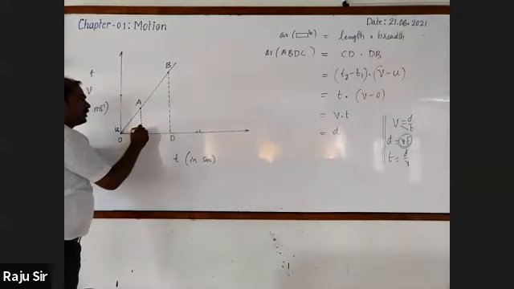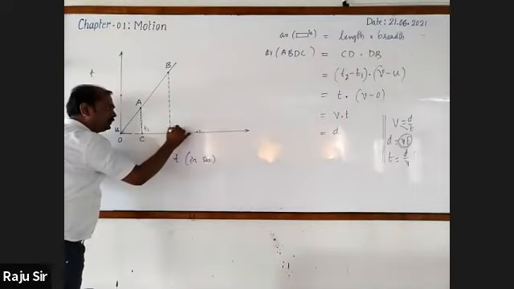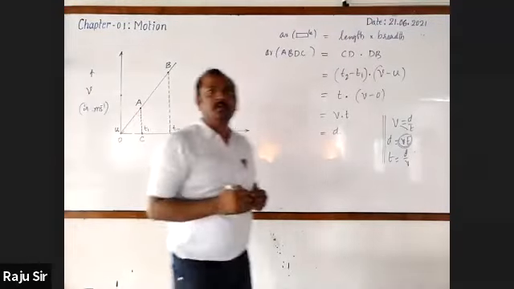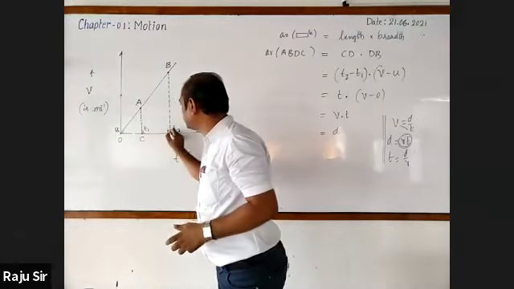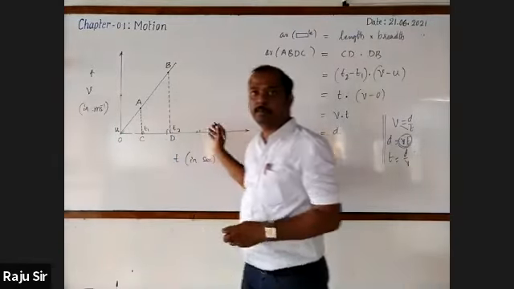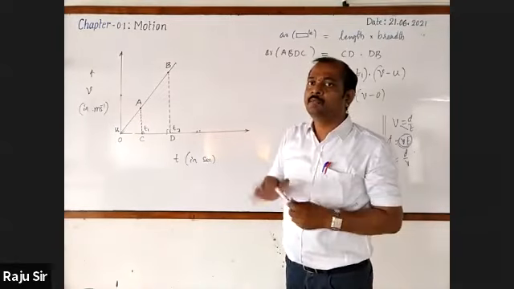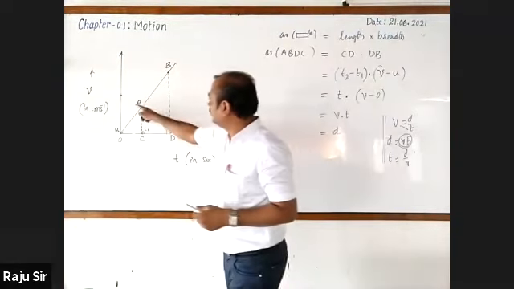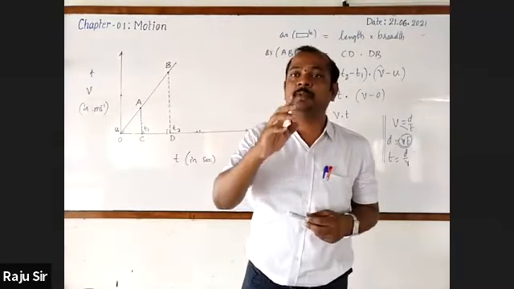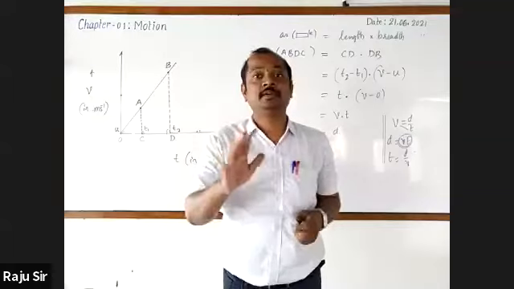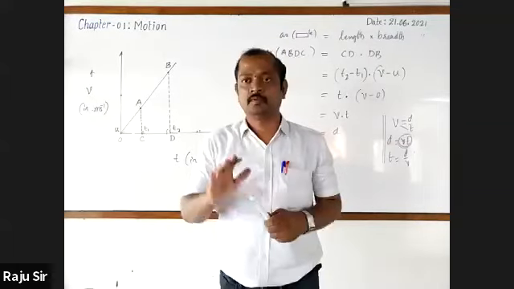Now, I'll go for taking T1 at C and T2 at D. Please observe the board carefully. AC and BD are perpendicular to the time axis. We got a geometrical figure, A, B, D, C. Could you tell what it is? Trapezium. Very good. It is a trapezium.